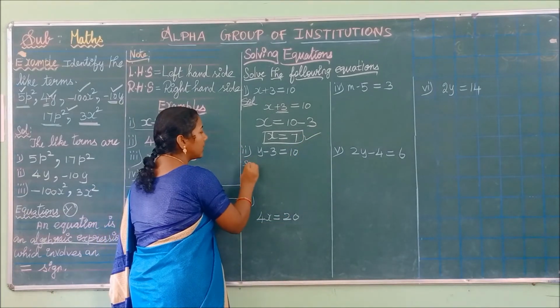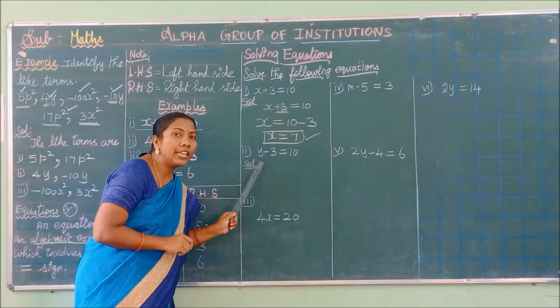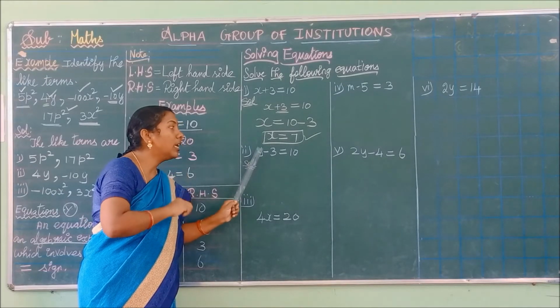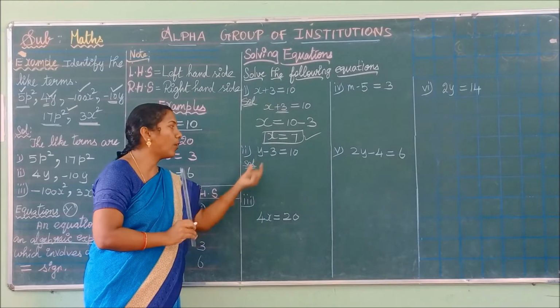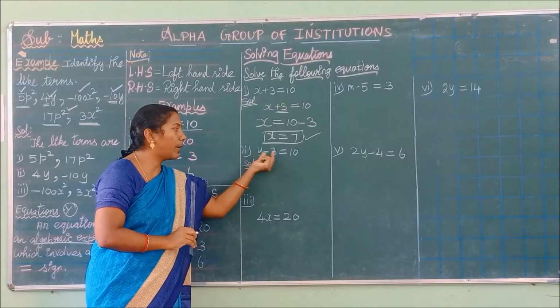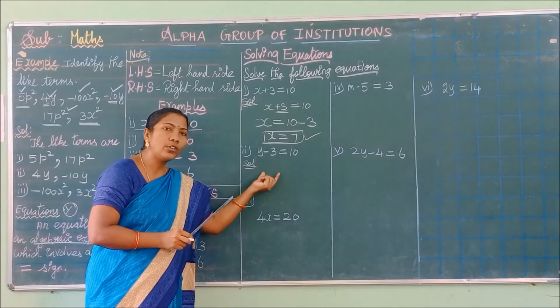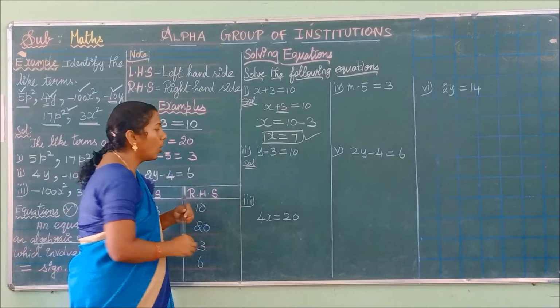y - 3 = 10. We have to find the value of the variable. Which number should have 3 subtracted from it to get 10? We have to find that number. If it is subtracted by 3, you get the answer 10. You know the answer. Now we are going to write the steps to get that answer. How can we write the steps?